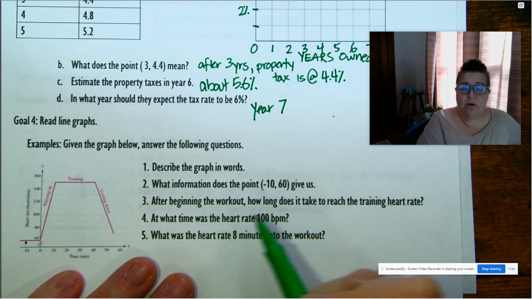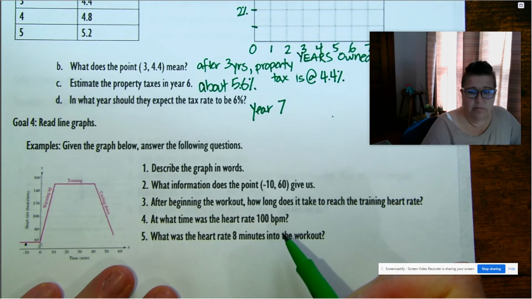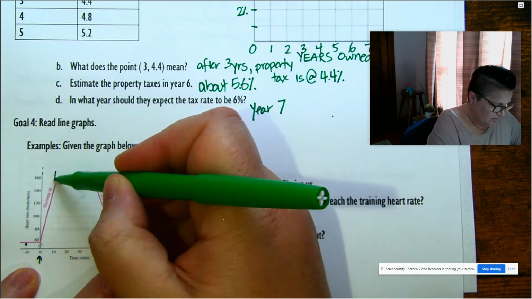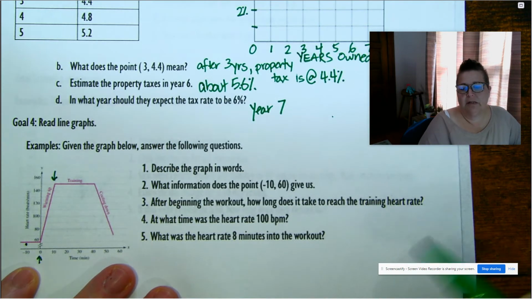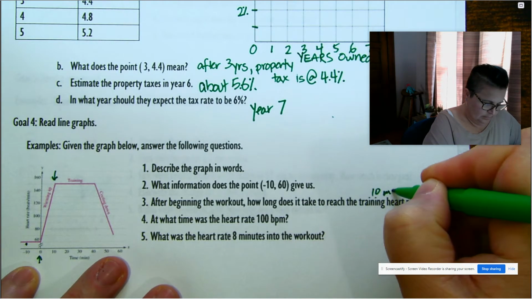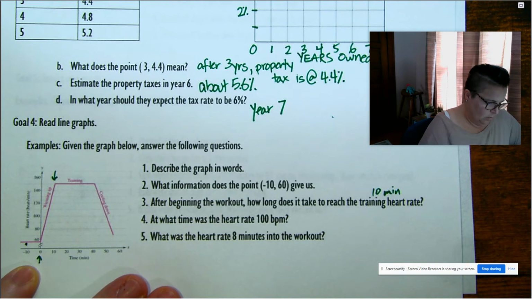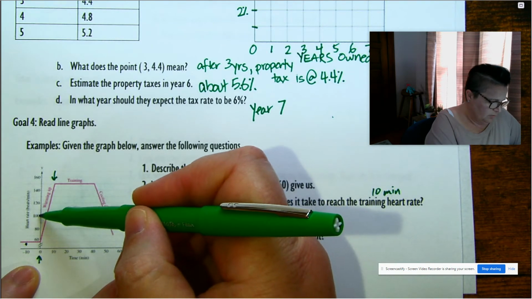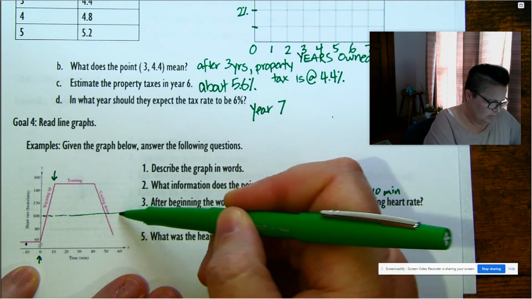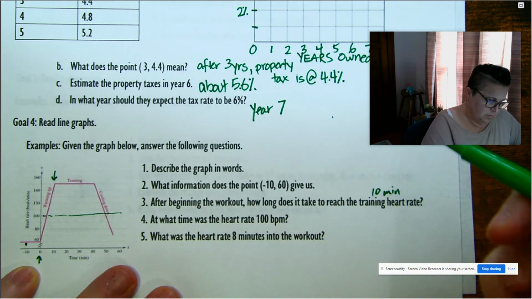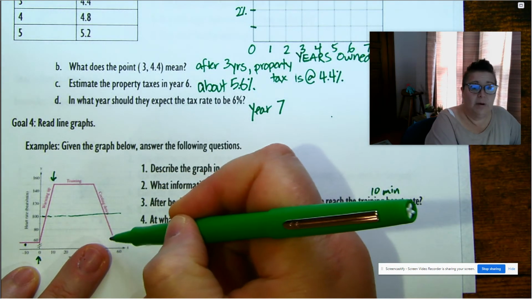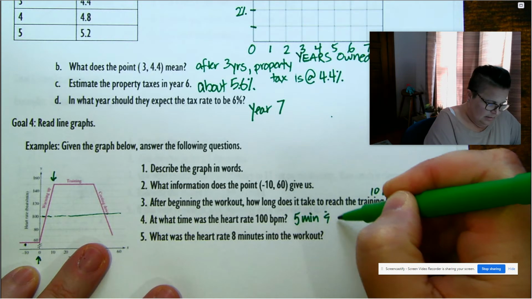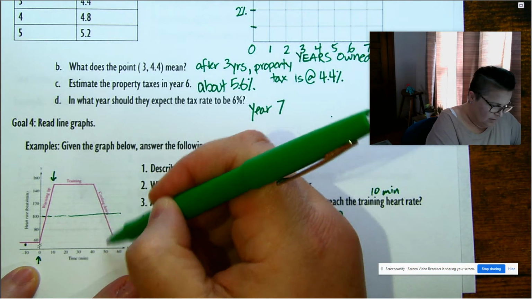Number 3, after beginning their workout, how long does it take to reach the training heartbeat? So if they start here at 0 and the training heartbeat starts right there, we're looking at 10 minutes. Okay. At what time was the heart rate 100 beats per minute? So if we look at 100 beats per minute and follow it across, we can see that we reached 100 beats per minute on the way up and on the way down. So there's 2 of those. So I would say at about 5 minutes and at, where are we here? About 50 minutes.